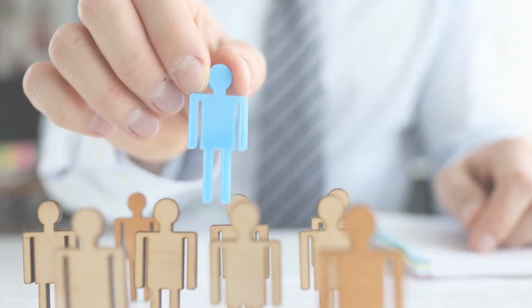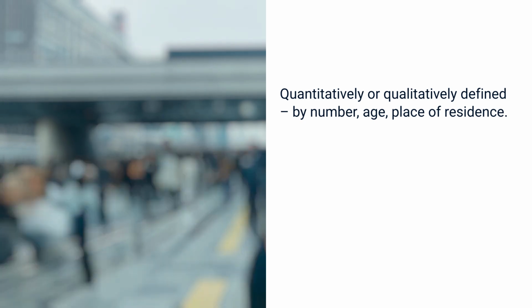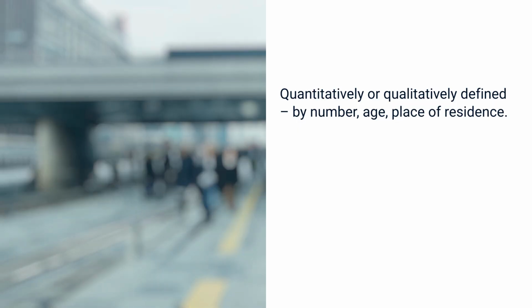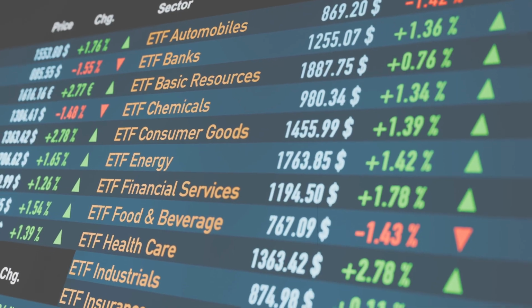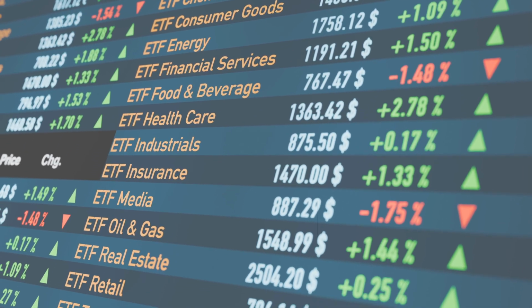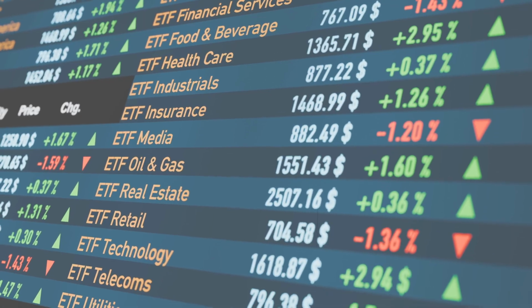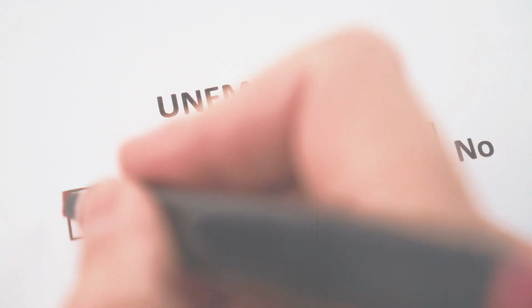When preparing the project, the target group must be clearly defined and categorized. For example, it can be defined quantitatively or qualitatively by number, age, place of residence, or other characteristics. In addition, the target group should be selected in line with the project's objectives and the available resources. For example, if our project aims to improve digital literacy, it would not be appropriate to target people who already work in the IT sector. It is much more logical to choose a target group such as unemployed young people or older adults with limited digital skills.